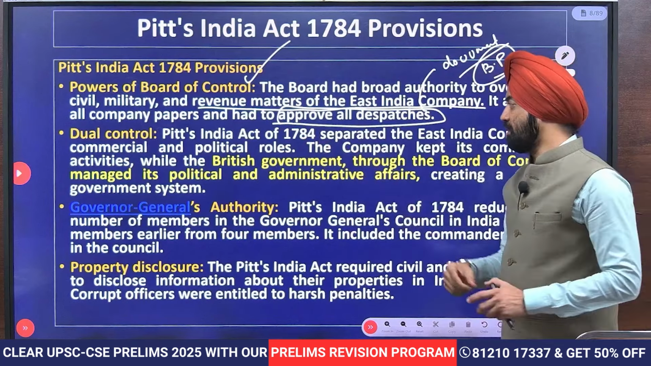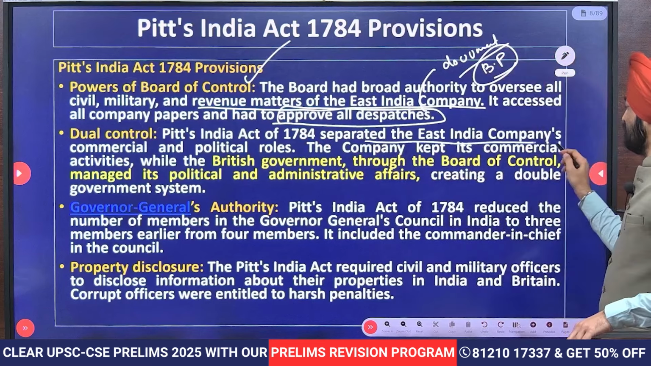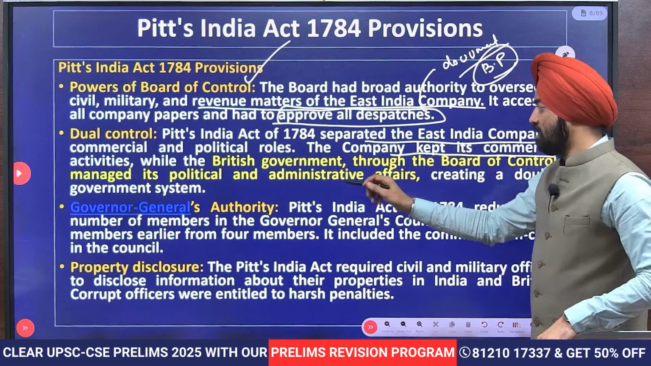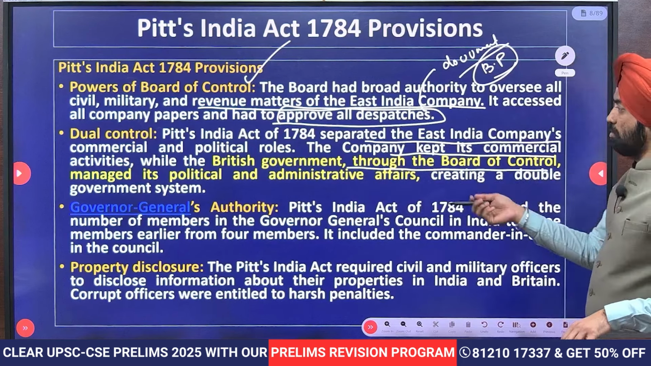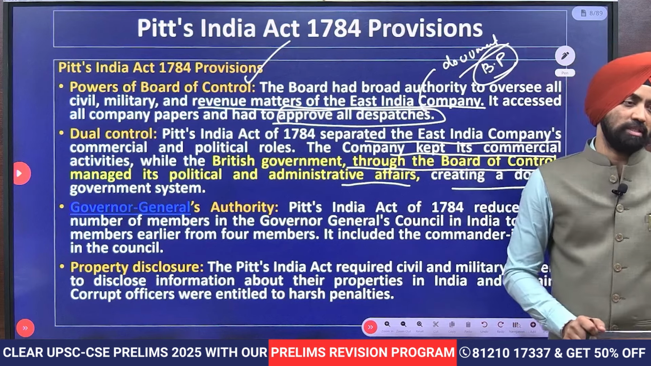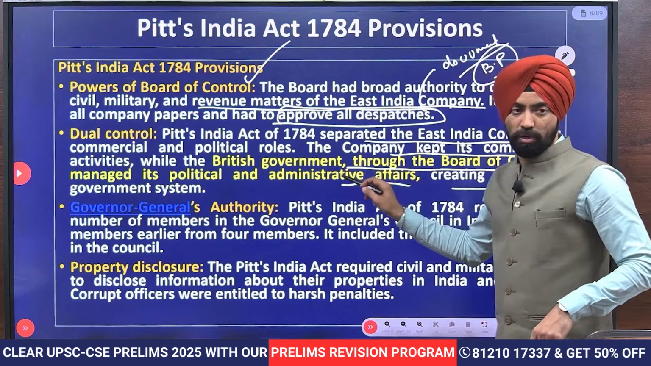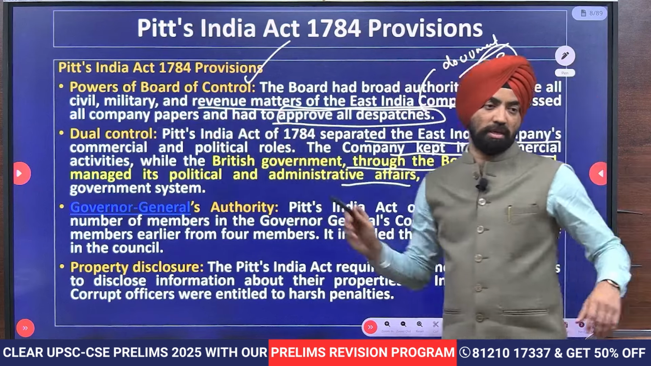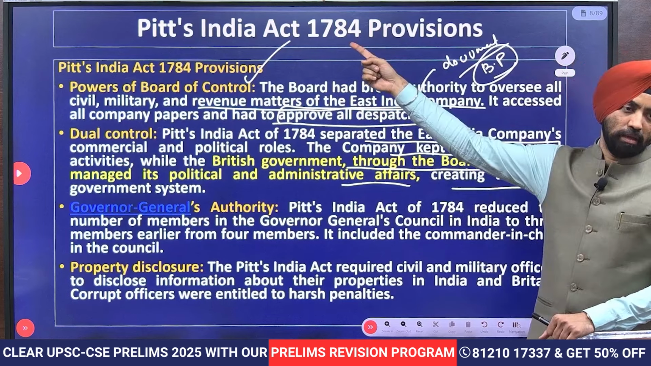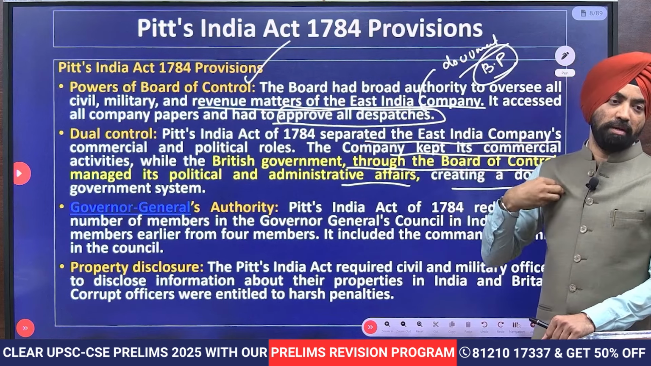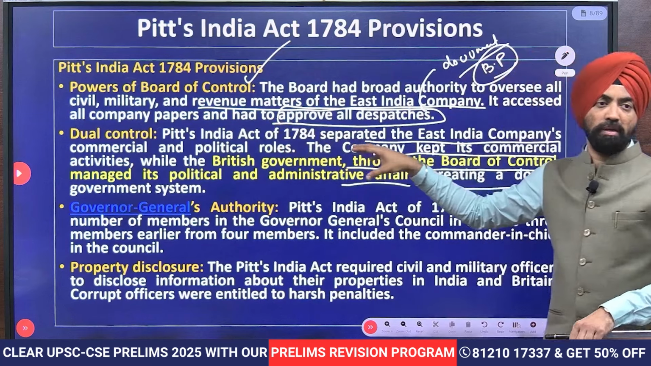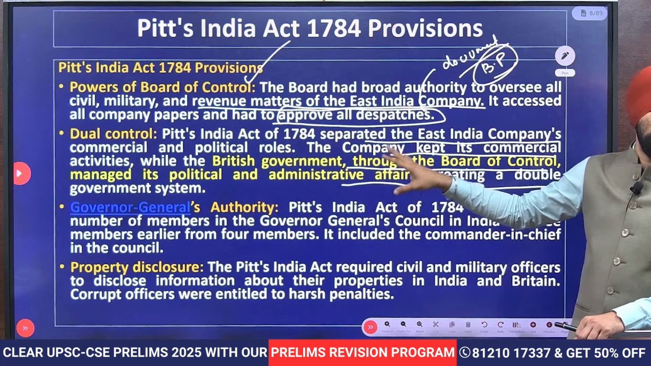The dual control: the Pitt India Act 1784 separated the East India Company's commercial and political roles. The company kept its commercial activities while the British government, through a board of control, managed its political and administrative affairs, creating a double government system. Here he is talking about political. If you see here, he is taking care of everything. So what he is saying is, without me knowing, you will not send anything, and your political affairs I will completely control. It means oversight on the civil and military affairs and complete control on the political affairs. So that you need to understand.